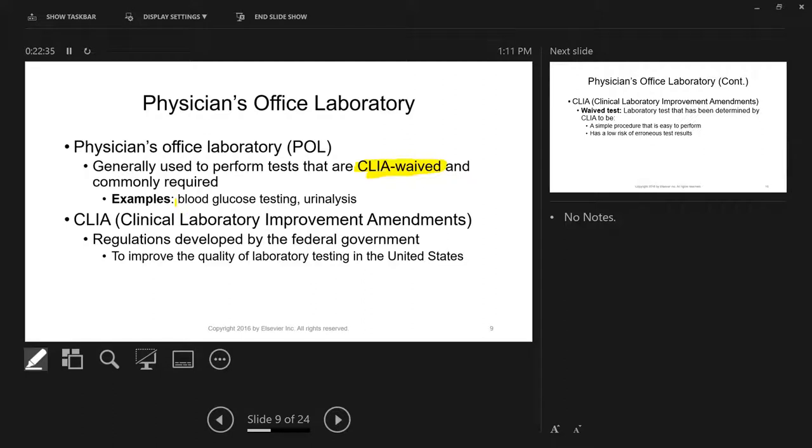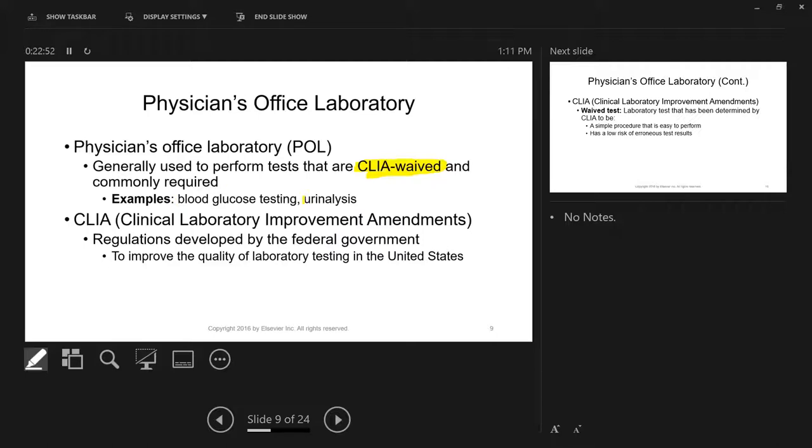Good examples here: blood glucose. If you know somebody who's diabetic and they have had their glucose taken, or if you've seen them poke their finger and check their blood sugar, that's a blood glucose test. We use that same exact equipment in a medical office.